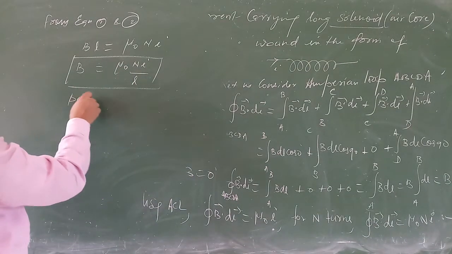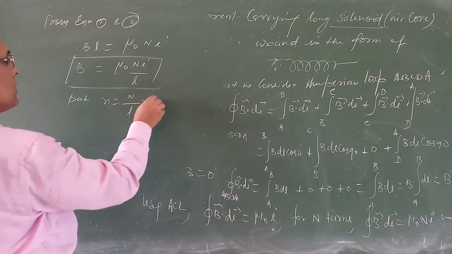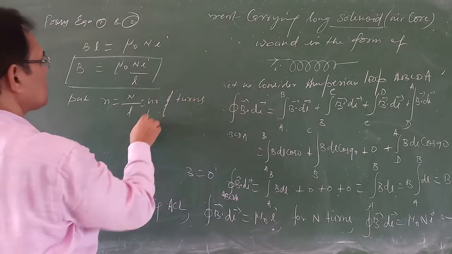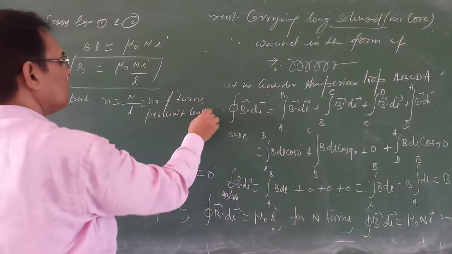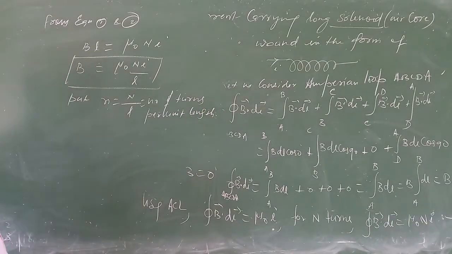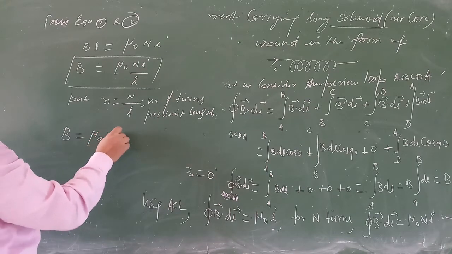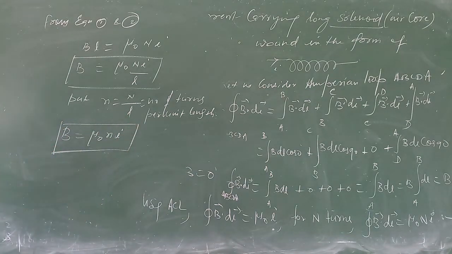Now put a small n equal to capital N by L. This is the number of turns per unit length. So you can write B equal to mu naught n I. This is the magnetic field in a current carrying solenoid.